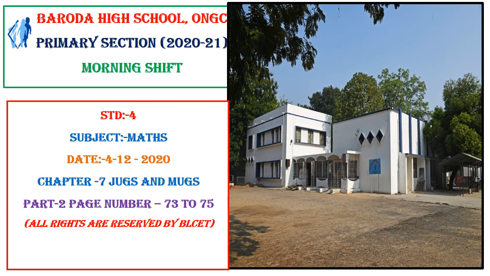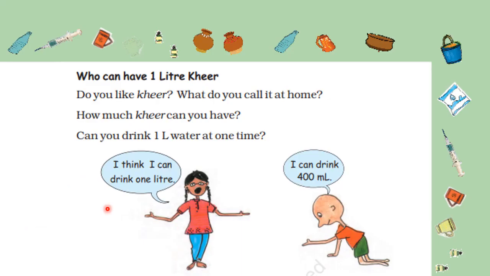So now today we are going to start with page number 73. So children, open your maths textbook, page number 73, and let's start. Who can have 1 liter kheer? Do you like kheer? What do you call it at home?